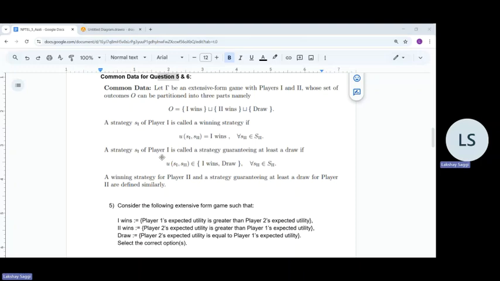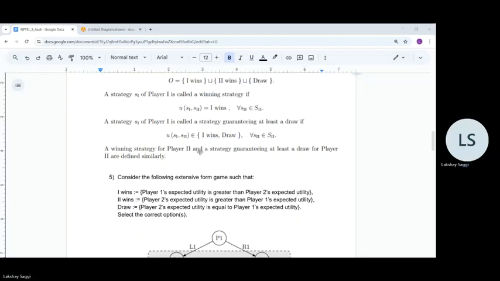Similarly, a strategy S1 of player 1 is called a strategy guaranteeing at least a draw if, whatever player 2 plays, the game ends with either player 1 winning or the game ending in a draw. This makes sense with the definition, right? A strategy guaranteeing at least a draw is one where player 1 should win or at least get a draw. Similarly, these definitions can be extended for player 2 as well, so a strategy guaranteeing at least a draw or a winning strategy for player 2.